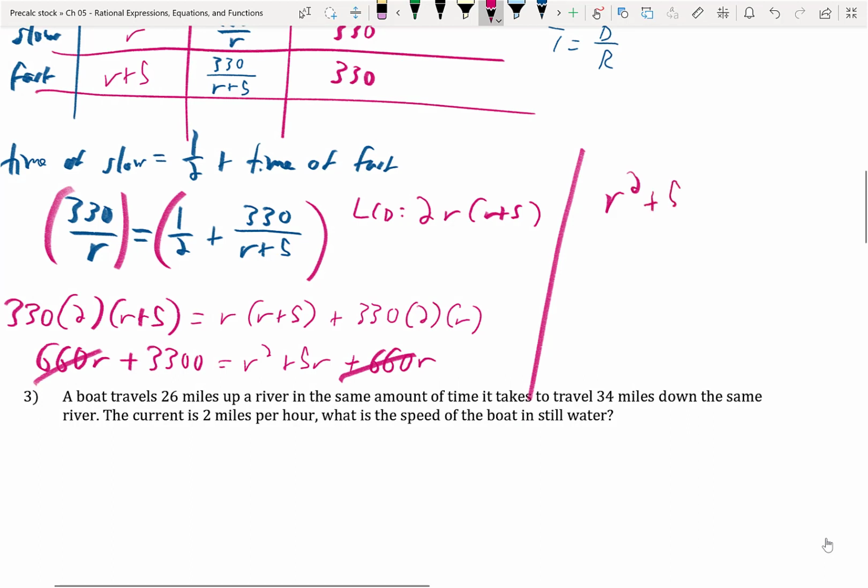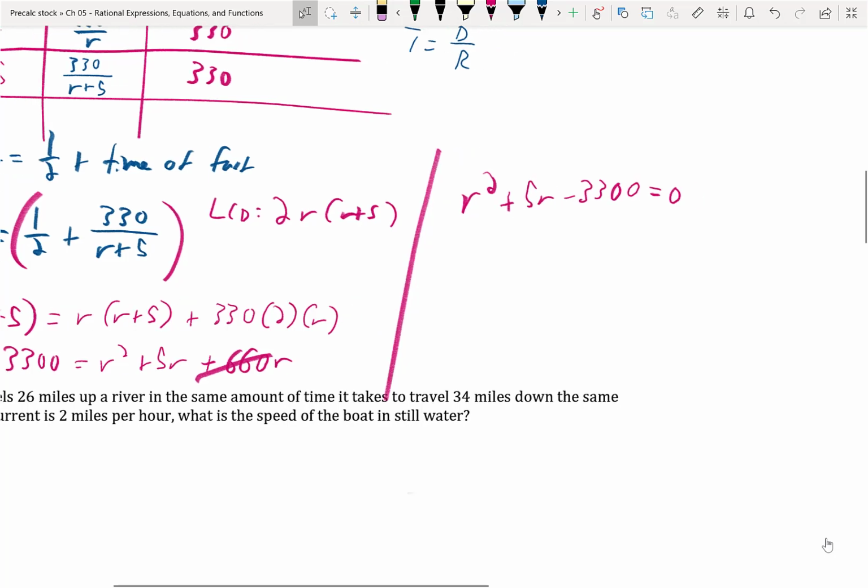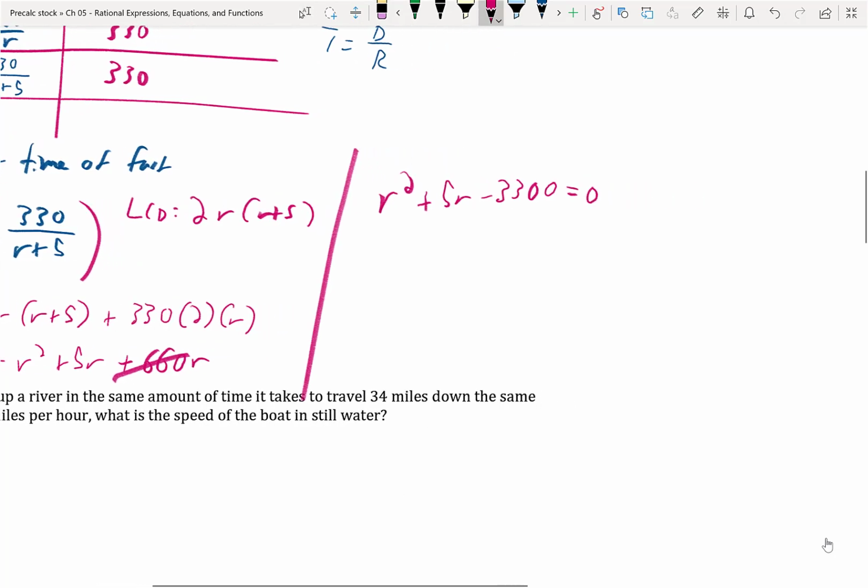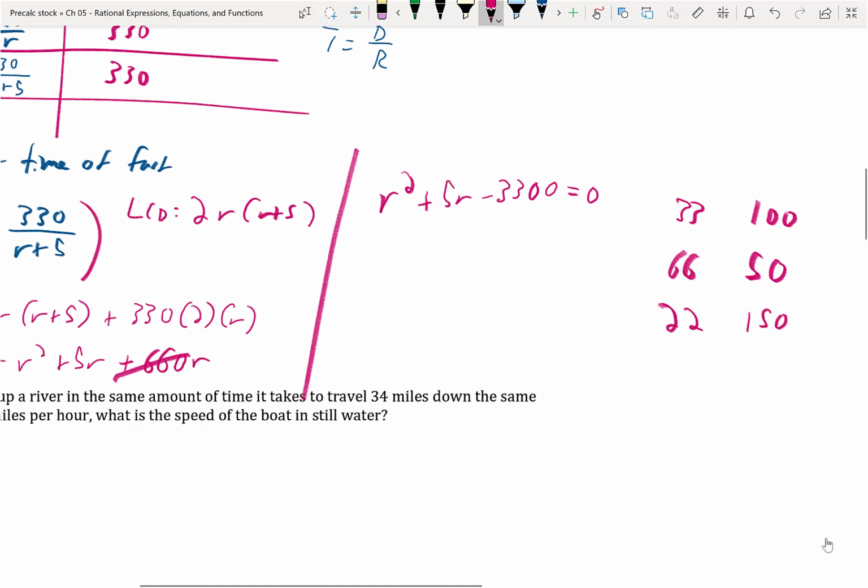Okay, r squared plus 5r minus 3300 is equal to 0. Okay, now the trick is to try to factor this. And that's going to be a little bit tricky. I know that if I start splitting this up, I can do 33 and 100. Those don't differ by 5. I could multiply the 33 by 2 and get 66. Divide that by 2 and get 50. That's not quite where it needs to be. If I divide this by 3, I get 22, and multiply that by 3, I get 150. That's not quite, we kind of have to keep playing with the numbers.